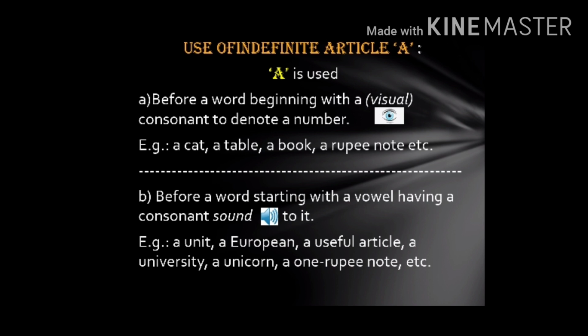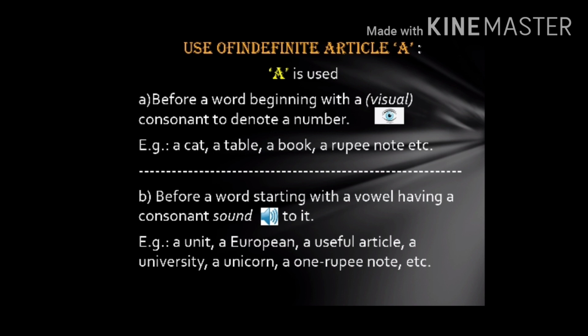Now look at the alphabet. The first alphabet is U, unit. But I am not talking about the visual vowel, I am talking about the sound. The sound of this U in unit is like Y. Again, same for European, the sound of Y. Again, for useful article, we have the same sound. University, we have the same sound. Now come to the 1 rupee coin. Although there is a vowel there, O, look at the sound. It sounds like W-O-N, 1.